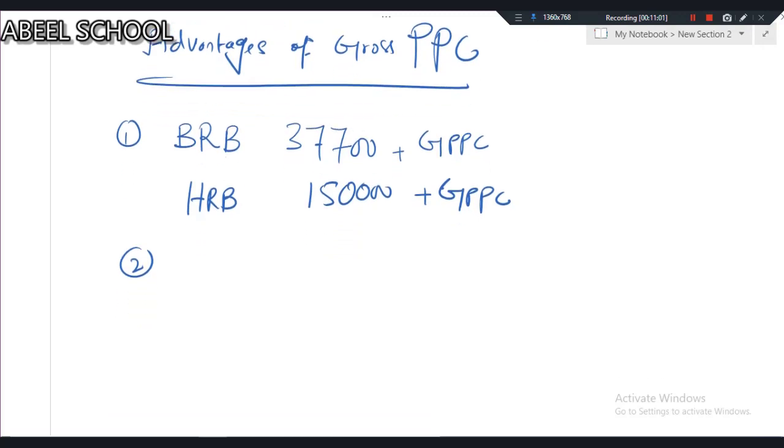Okay. Second benefit: whatever the individual pays, it is treated as 80%, and 20% is actually paid by HMRC. So whatever the individual is contributing, that is treated as 80%. 20% is paid by HMRC.